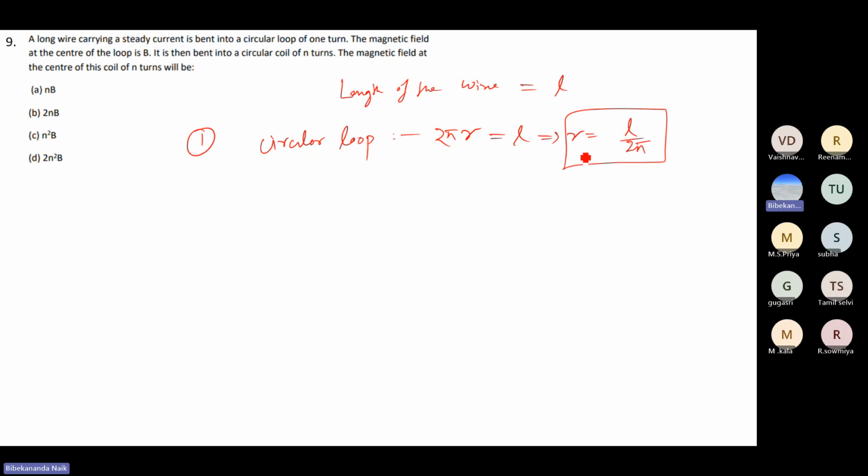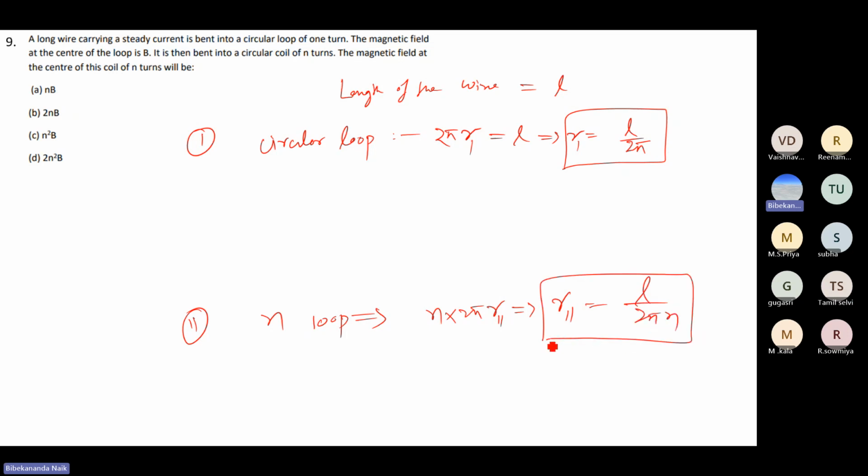Now what happened in the second case? In the second case, it was converted into a circular coil of n turns. So it will be n loops, so it will be n into 2 pi r. Let me write R2, and the first is R1. So R2 will be L by 2 pi n. So these are the two values of R.